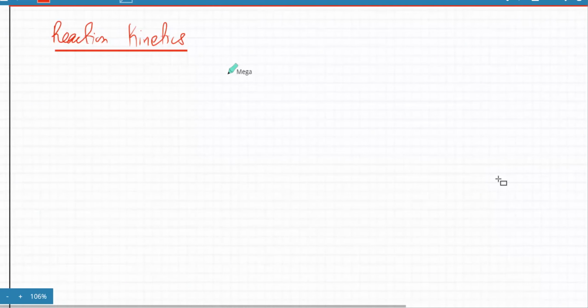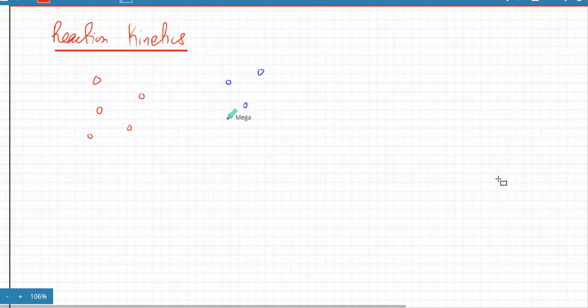The first thing you're going to study is what are the 5 factors that the rate of reaction depends on. Basically, whenever there's a reaction happening, there are particles that are colliding with each other. So let's say there are red particles and blue particles over here. Why do they need to collide in the first place? So that old bonds can be broken.